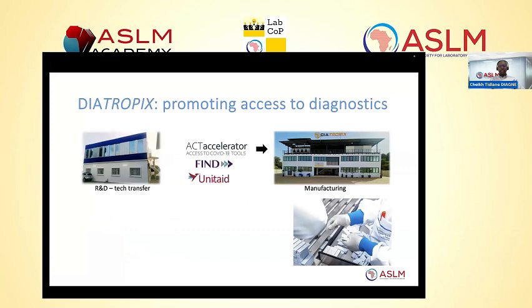Currently, we have 2 facilities. One facility here is dedicated to R&D and tech transfer. And during the pandemic, FIND and United invested in another facility with IPD for manufacturing. Here, we can manufacture up to 75 million RDTs per year.